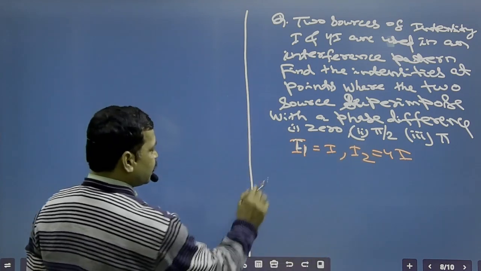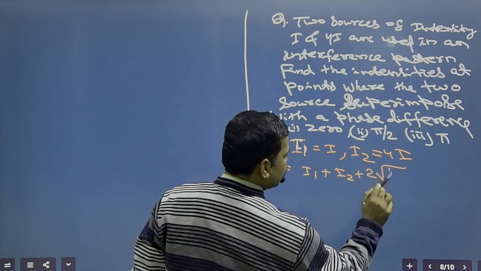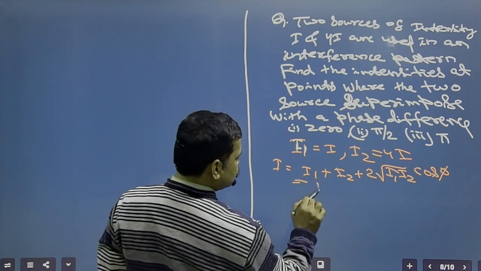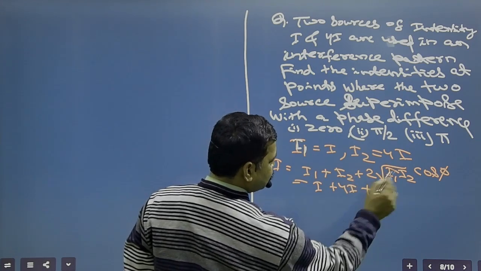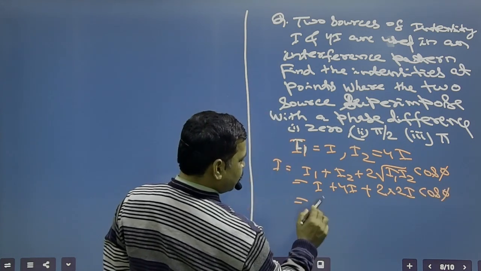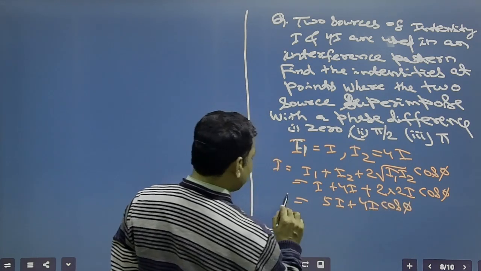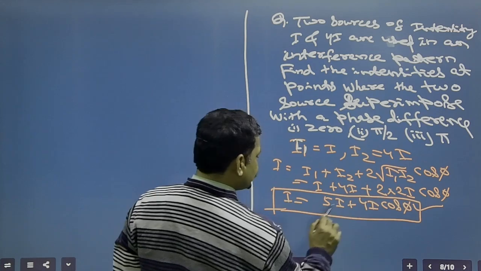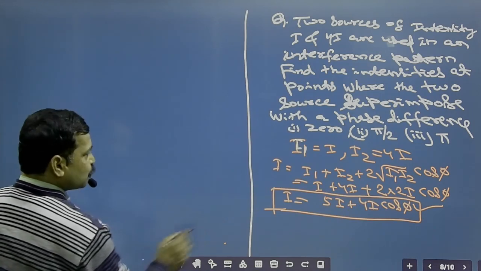When they are interfering, we know the resultant I will be equal to I1 plus I2 plus 2 square root of I1 I2 cos phi. So here we put the values: I plus 4I plus 2 square root of 4I squared, so the square root gives 2I, times cos phi. So this will be equal to 5I plus 4I cos phi. When two waves are interfering, the resultant intensity at any point depends upon the phase difference, so this will be 5I plus 4I cos phi for this question. Now I think it is easy for you. Different conditions we can put.